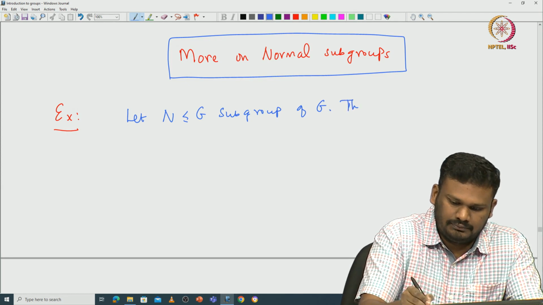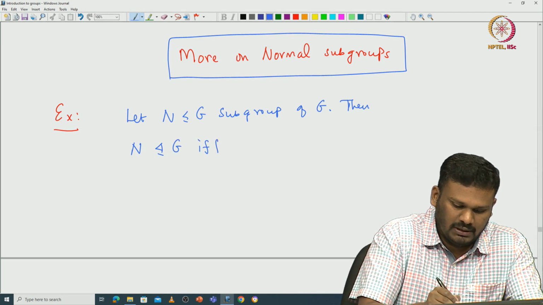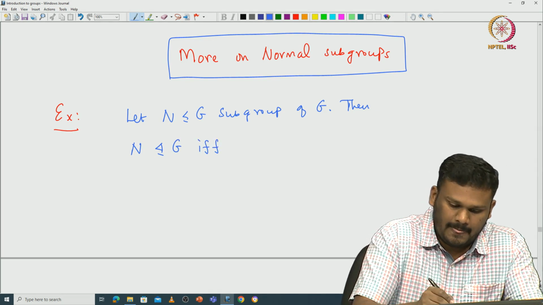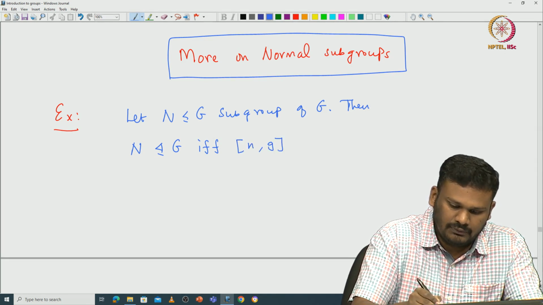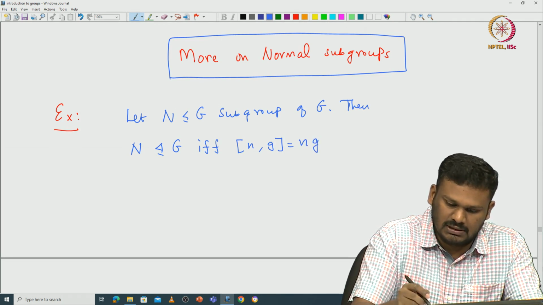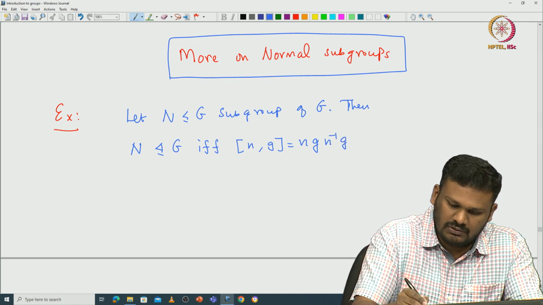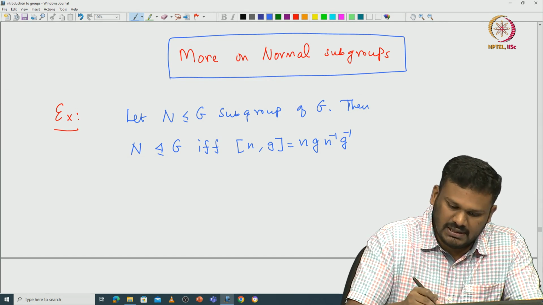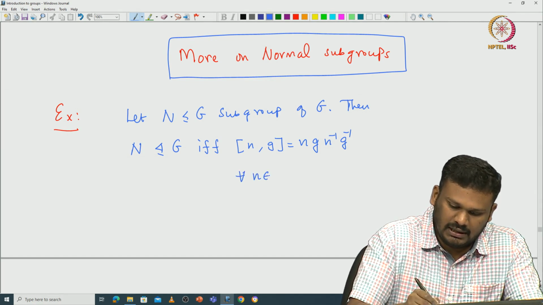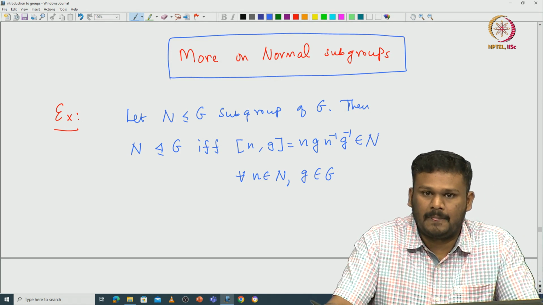Then N is normal in G if and only if you look at the commutator of any two given elements, [n, g]. By definition this is n g n inverse g inverse, or one can also write it the other way, not a problem, n inverse g inverse. You consider this for all n in capital N and g in capital G. This should be an element in capital N.